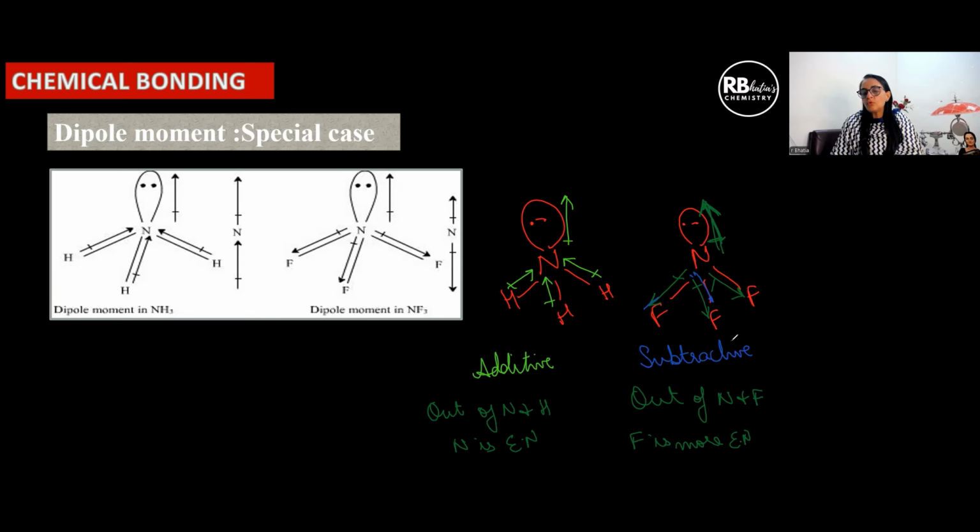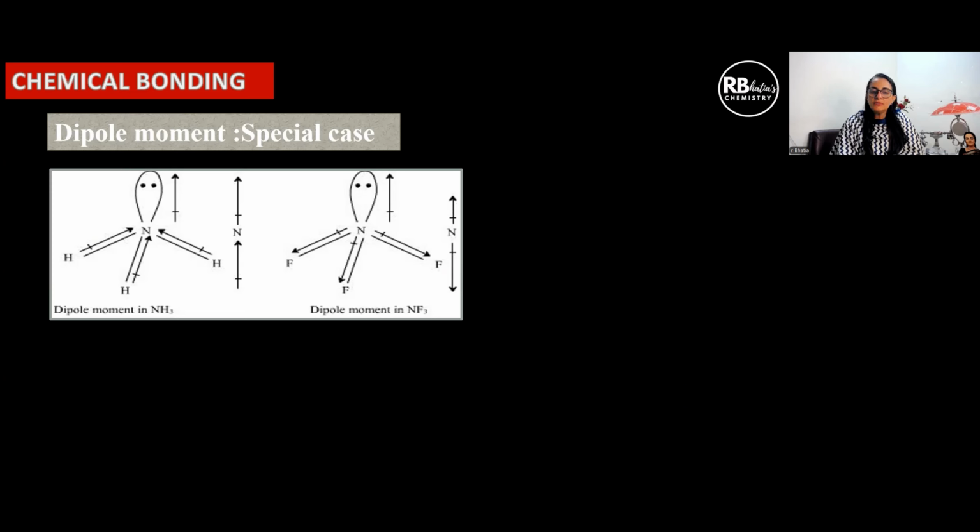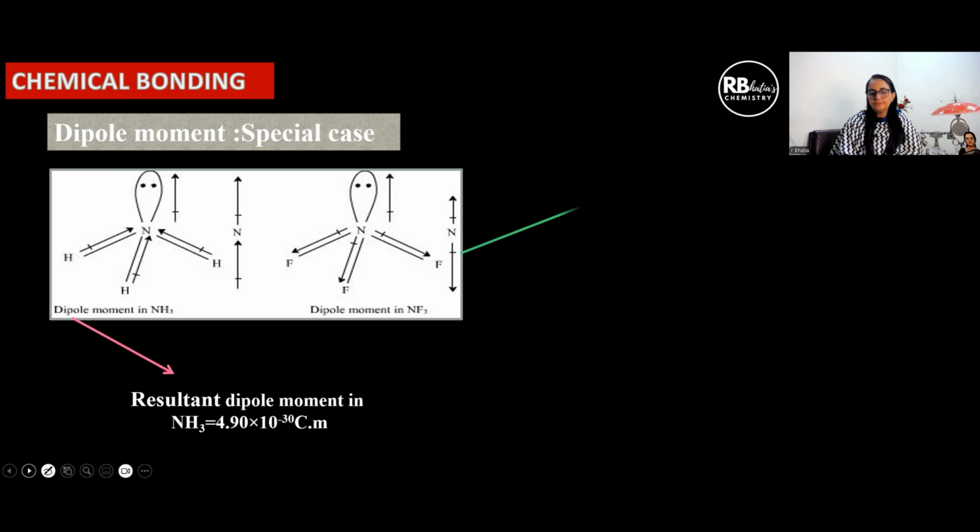So which is more polar? Ammonia is going to be more polar than NF3. Why? Because here all the dipoles are going to get added up in this direction, but here there's an opposing effect. So NH3 is more polar than NF3. This is one of the important questions. You don't have to remember the actual values of these. Actual values are not required. You just need to understand ammonia is more polar than NF3 and why.